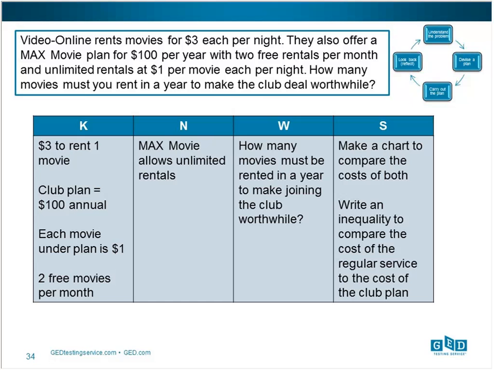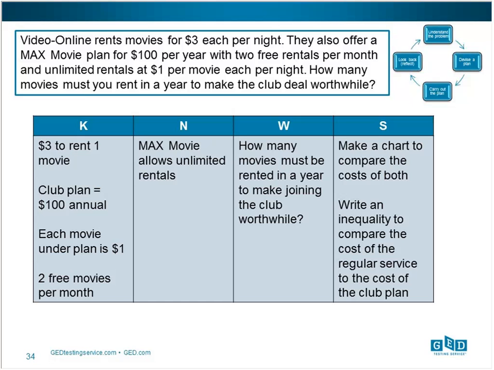Now, I can look through this, and in this case, I don't have a number, so to speak, that I'm putting into this N, the stuff I don't need. But I do have that statement about it allows unlimited rentals, because that's really not important to what I'm trying to do. Again, what is that question asking me? Well, I've got to figure out how many movies I'd have to rent in a year to make joining the club worthwhile.